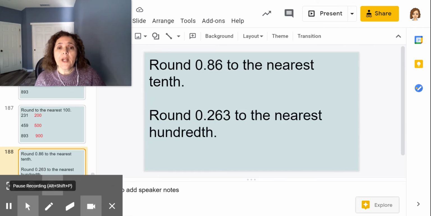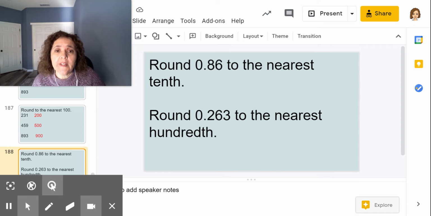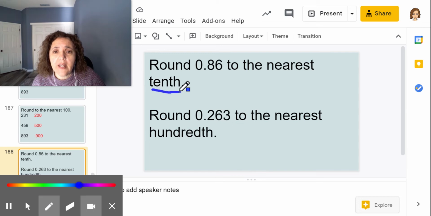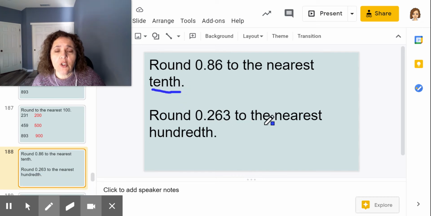Okay, and now round 86 hundredths to the nearest tenth. So now we're doing the hundredths to the nearest tenth. Round 263 thousandths to the nearest hundredth. Go ahead and do that and then come back to me.